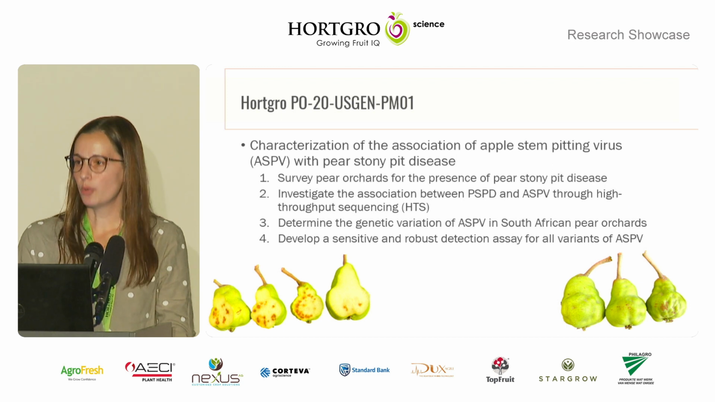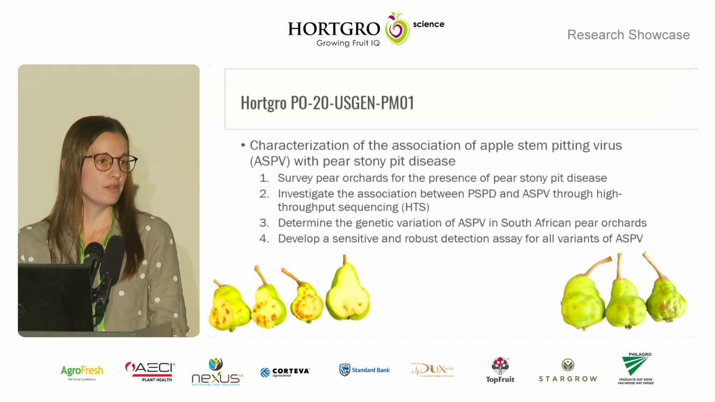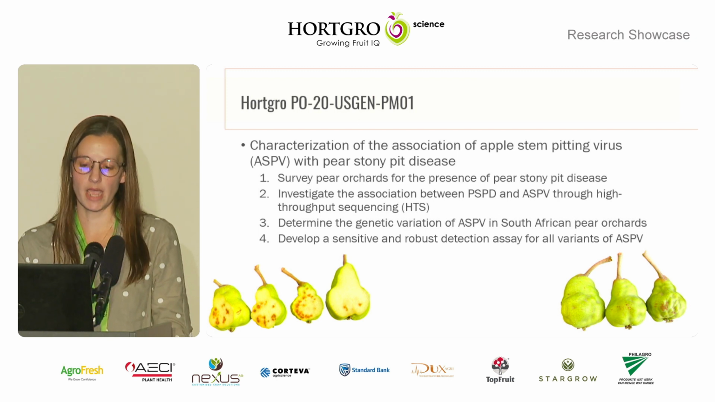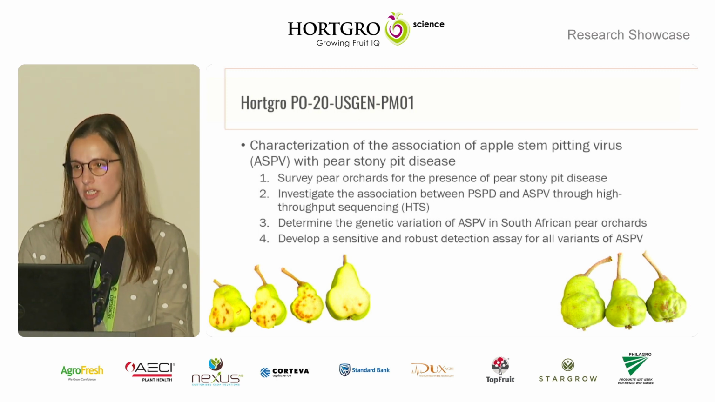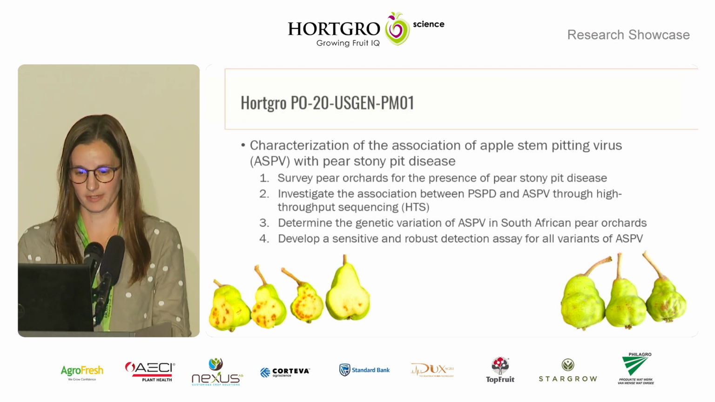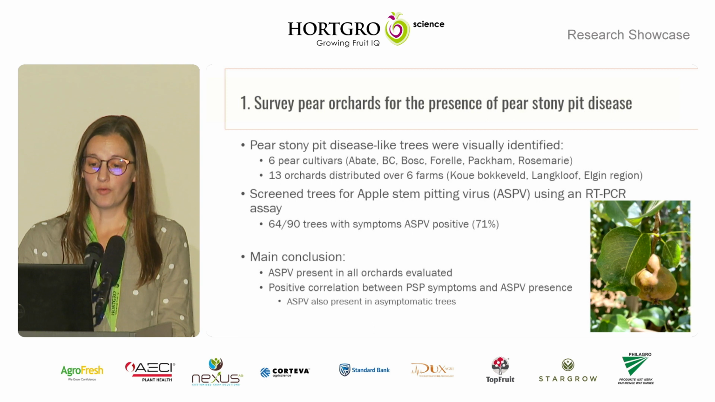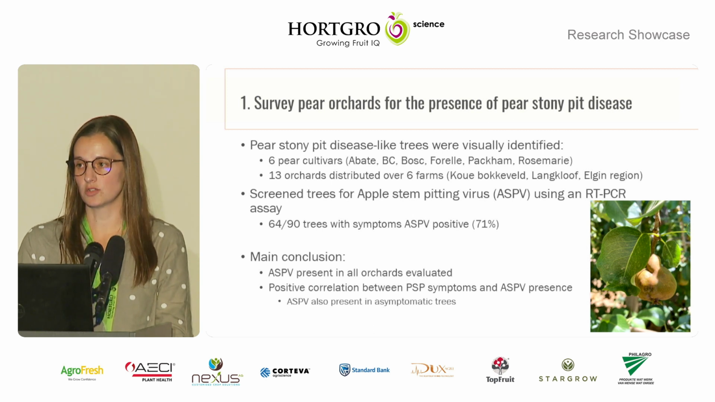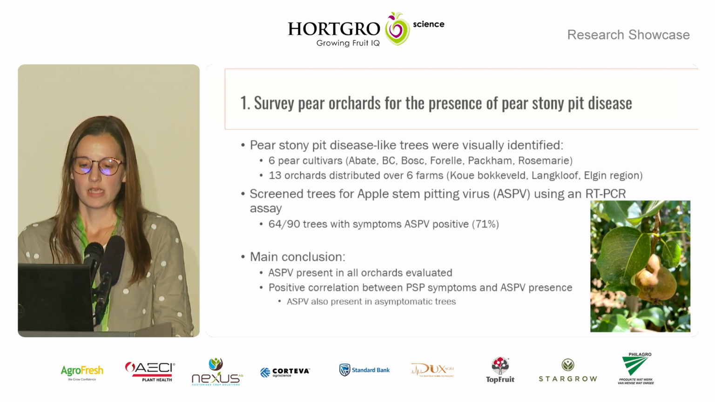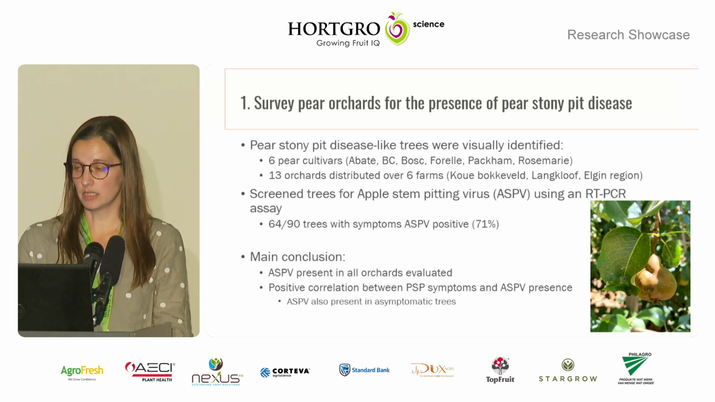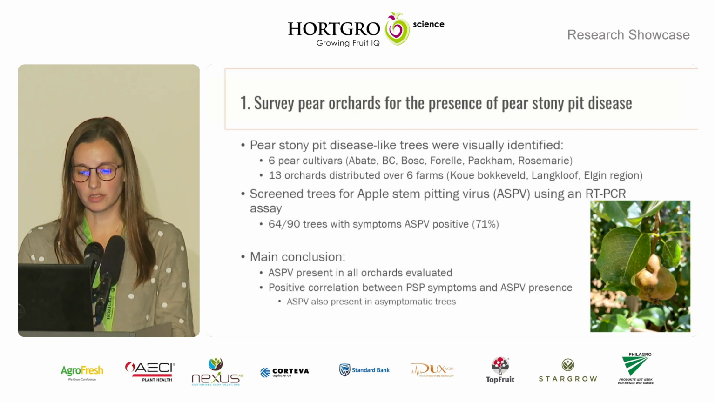Due to the reports of these damaged pear fruits in the Western Cape, Hortgro decided to fund a project with the main aim to characterize the association between pear stony pit and the presence of apple stem pitting virus. This project had 4 objectives, the first one was to survey pear orchards for the presence of pear stony pit disease. So we identified disease-like trees in at least 6 different pear cultivars.